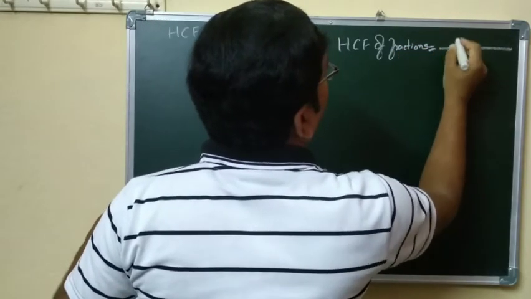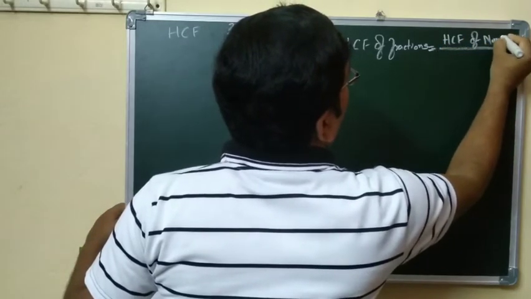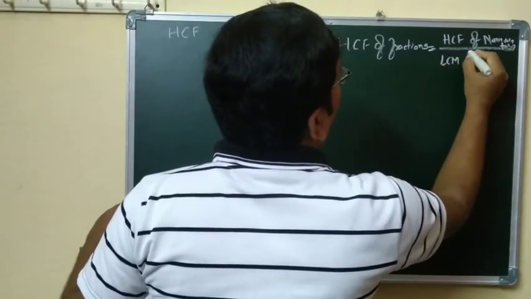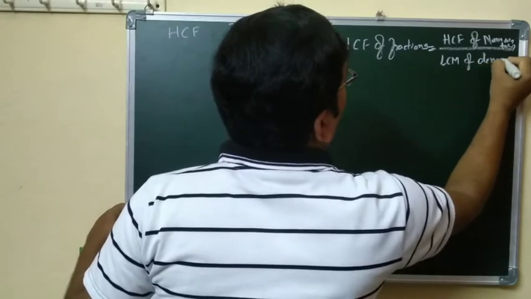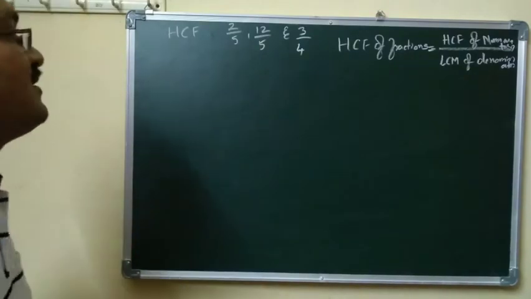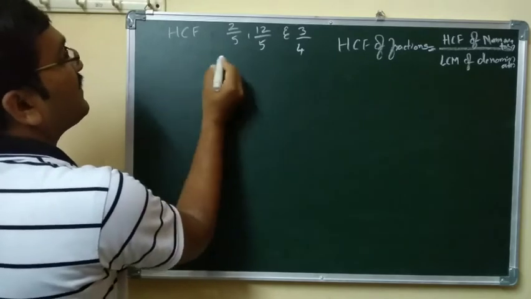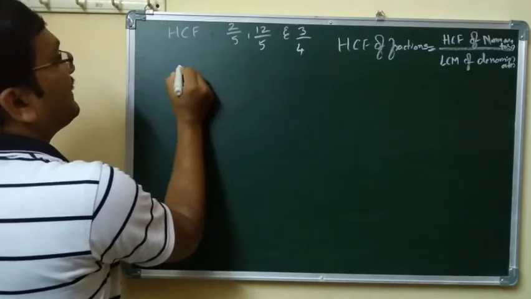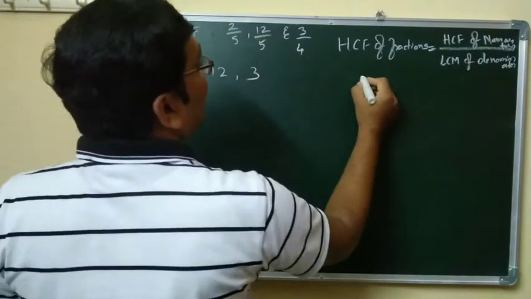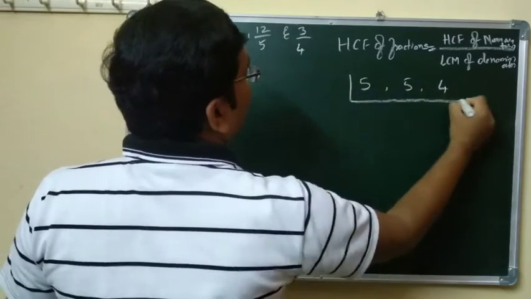So HCF of fractions equals HCF of numerators over LCM of denominators. Okay. So now I am going to find out the HCF of the numerators. The numerators here are 2, 12, 3, and the denominators are 1, 5, 4. For the denominators we have to do LCM.